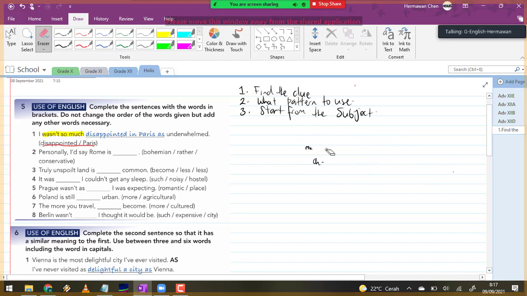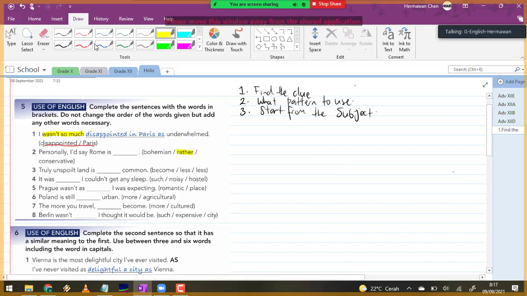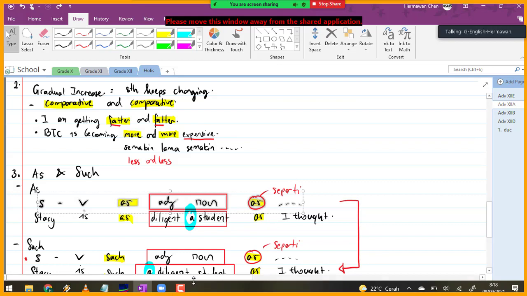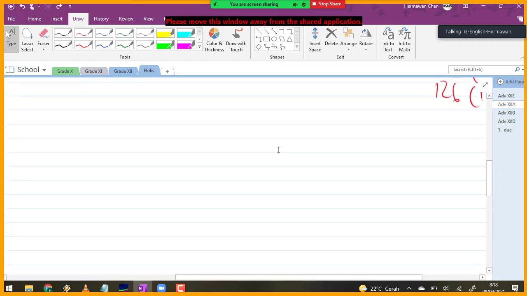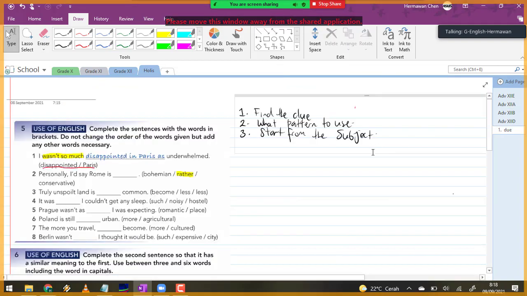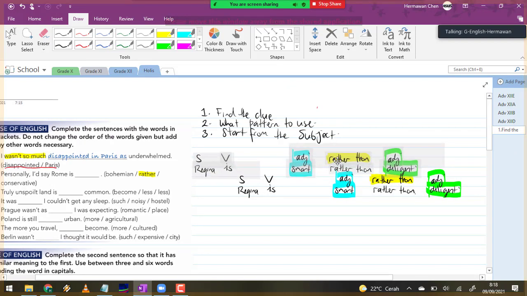Okay, for number 2, find the clue. The clue is given, guys. It's here. Rather, that's the clue. Let's check the pattern. Rather means you have to use number 4. Have a look. Second pattern. Subject, verb, adjective, rather than adjective. That is the pattern that you have to use. Yeah, based on the clue. The clue is rather. It means you have to use rather than.